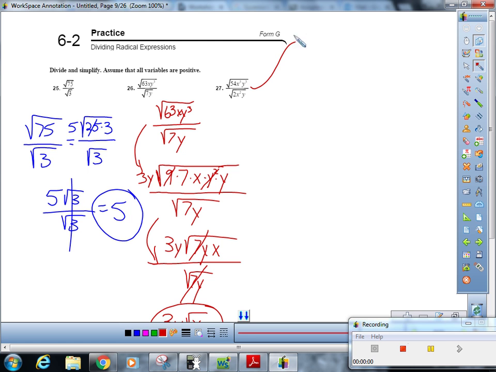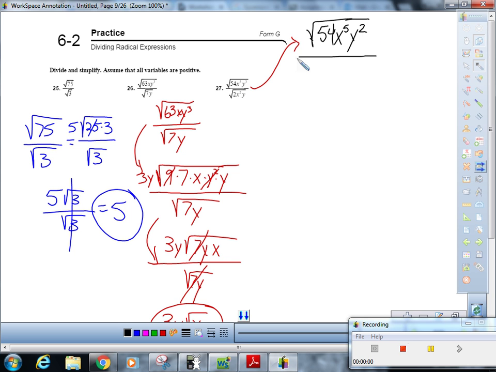All right, again, last one. The square root of 54x to the fifth y cubed over the square root of 2x squared y.